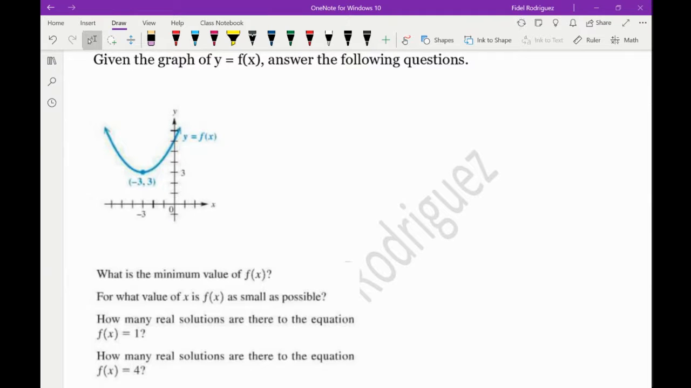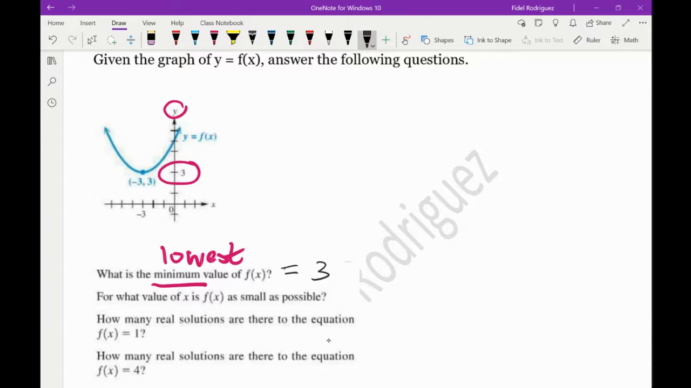So here's the next problem. It says, given the graph of y equals f of x, let's answer the following questions. What is the minimum value of f of x? Okay, so I want to think about the word minimum. Minimum means the lowest. So when we're talking about the lowest, we're thinking about the y-axis, right? So right here, that number right there, I know I just kind of erased it, is 3. So we would say the lowest is at 3, okay?